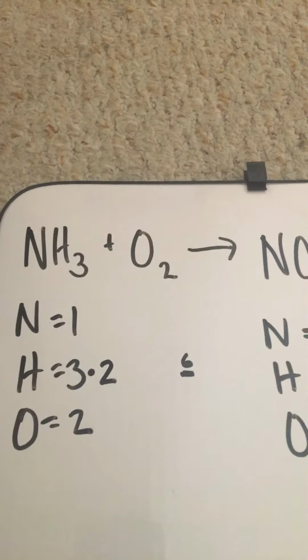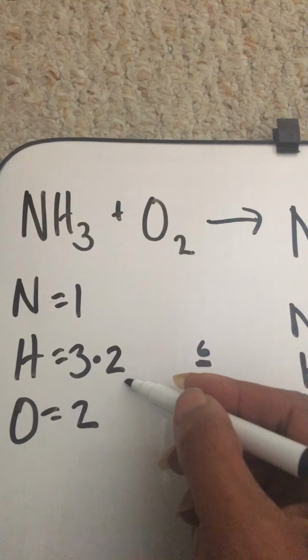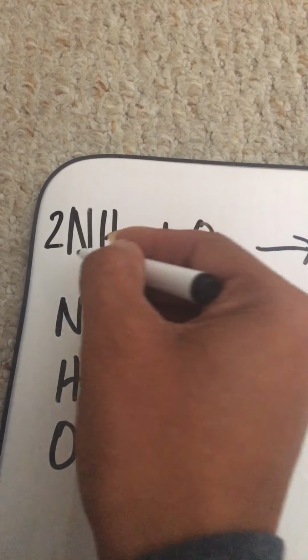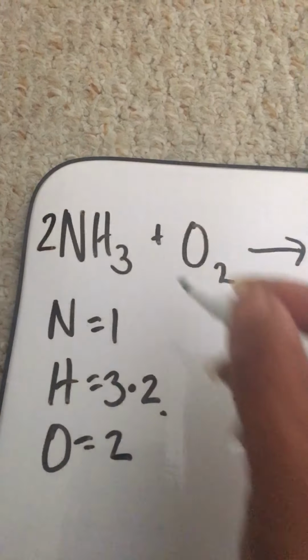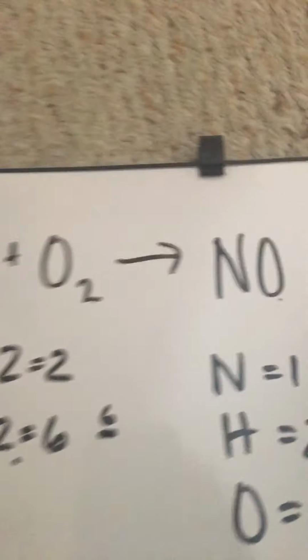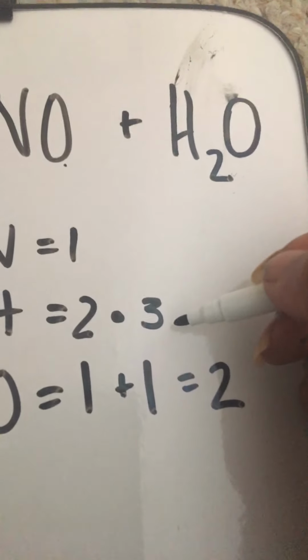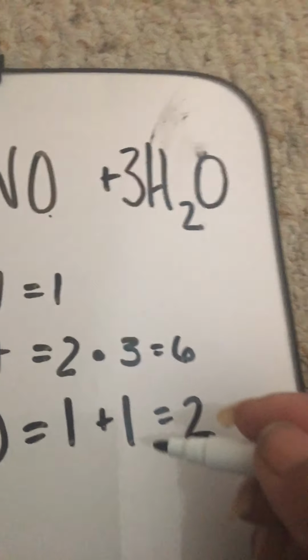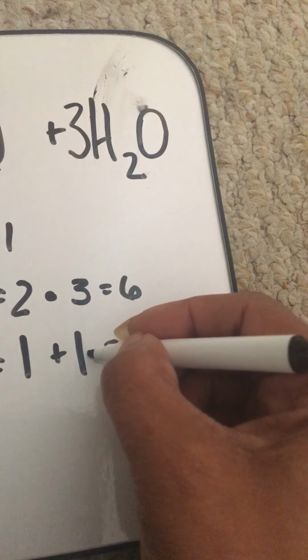So if I do that, to multiply this H by 2, I'm going to have to put a 2 in front of the whole thing, because now they're a pair, kind of like a married couple. Now they're a pair, so you have to put a 2 in front of the whole thing. If I do that, that's going to give me 6, and that's going to give me 2 of those. Now on this side, if I multiply this by 3, that's going to give me 6. So now I have to put a 3 in front of the whole thing, and that's going to multiply this one by 3.